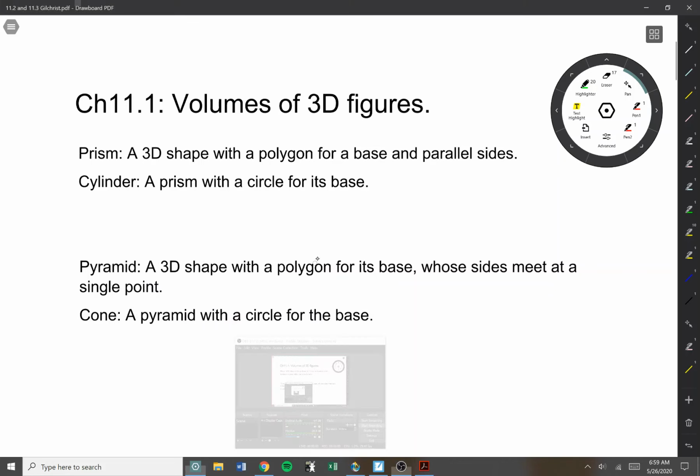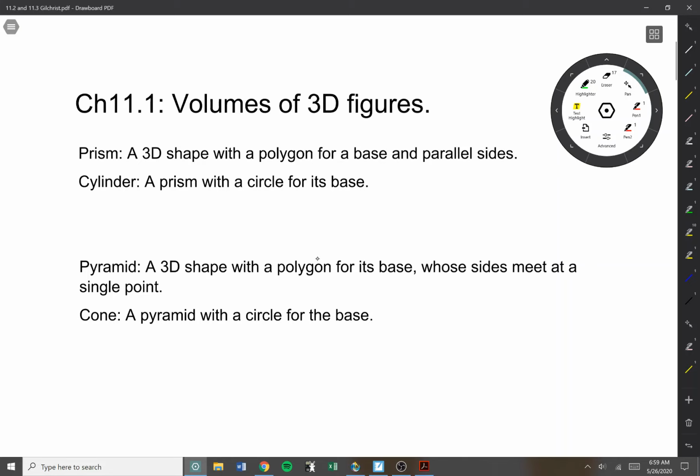We are talking about volumes of 3D figures today. It'll be prisms and pyramids and cones and spheres. We will also talk a little bit about surface area, although not a ton.